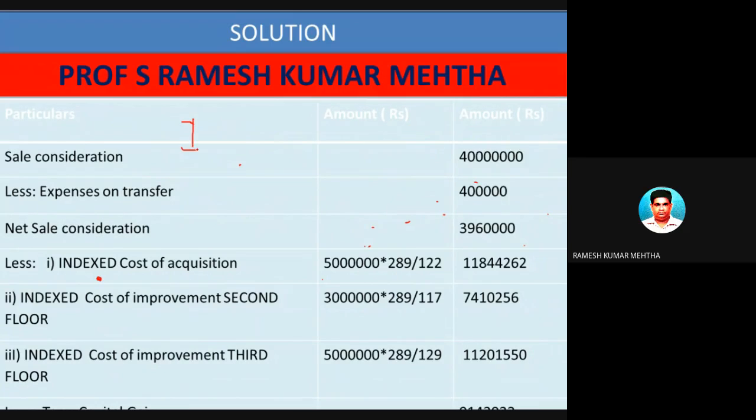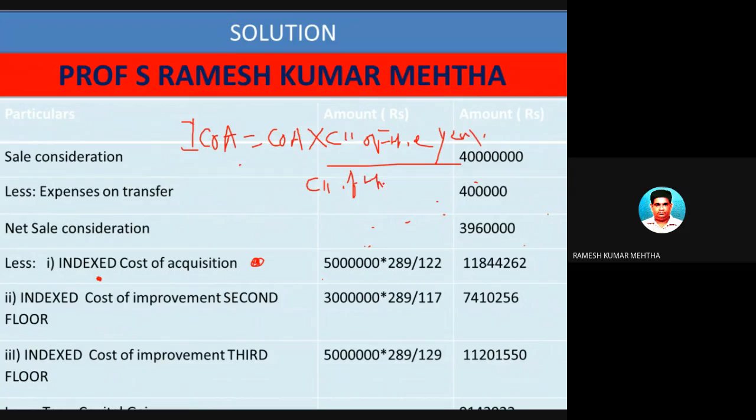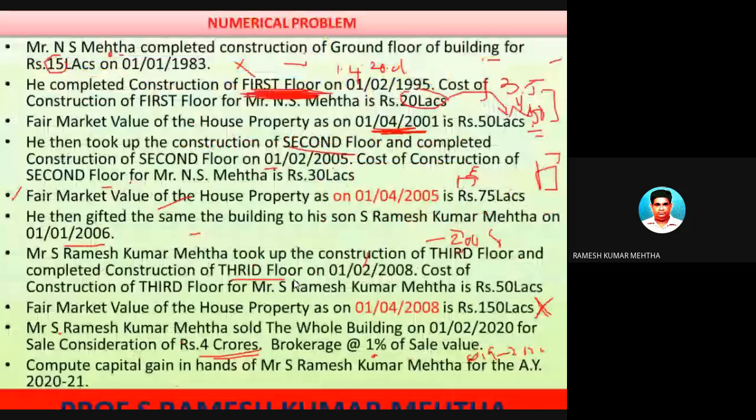Index cost of acquisition, the formula is, in this case, cost of acquisition into CII, that is cost inflation index of the year of transfer of asset, by CII of the year in which the asset was first acquired by the assessee, in which the assessee acquired the asset for the first time. So the assessee acquired this house property for the first time in which year?